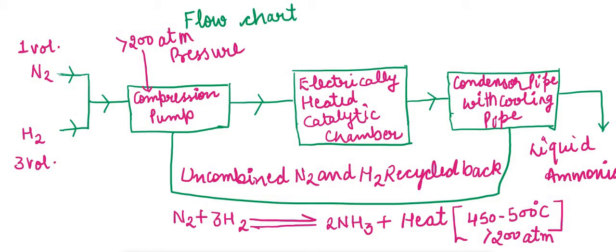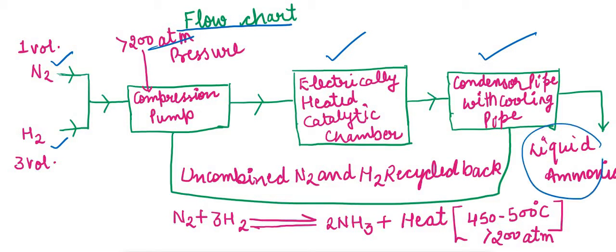ammonia formation. The diagram shows the N2 and H2 going to a compression pump at a high temperature, above 200 degrees Celsius and above 200 atmospheric pressure, and then the mixture passes through the electrically heated chamber, and then through the condenser pipe, and finally the liquid ammonia is obtained here. The uncombined N2 and H2 are recycled back from this cooling pipe to the compression pump, and they are converted completely.